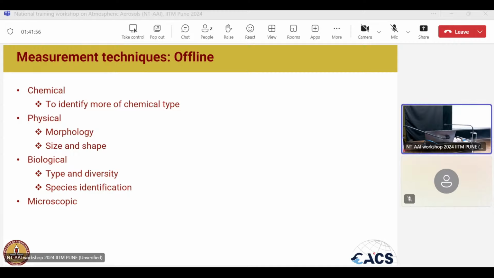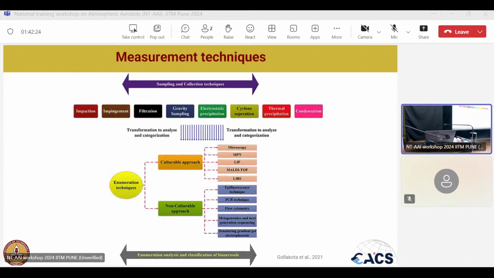You can use various offline techniques: the chemical, of course, the physical, the biological, and then the microscopic. Generally, I used to talk about microscopic in terms of physical characterization. But when I discussed it in my group, they said, okay, try to separate it because you could get more information than simply the physics out of it. It's a combination of physics as well as chemistry. That's the reason I think the microscopic is different.